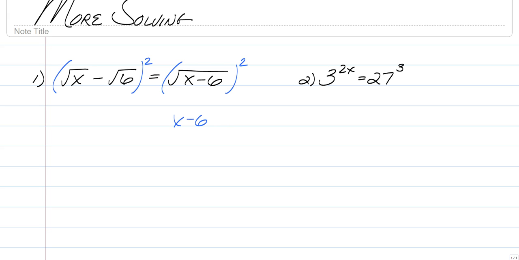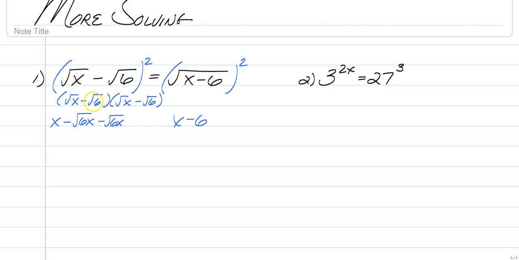However, remember when we square a set of parentheses, it's like you're going to multiply a binomial times itself. So we're now at the square root of x minus the square root of 6 times itself. So when you multiply this, the square root of x times the square root of x is x. And then the square root of x times the negative square root of 6 is minus the square root of 6x. And then we have to distribute the negative square root of 6 times the square root of x, which is again minus the square root of 6x.